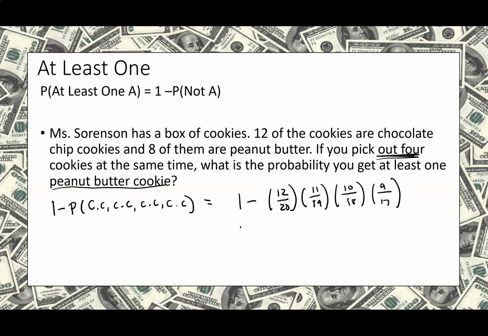Multiplying across, I get 1 minus 11880. Multiplying across the denominator, I get 116280. Okay, now of course I can rewrite this 1 as 116280 over 116280. Subtracting those fractions, my numerator becomes 290 and my denominator becomes 323, and that's not reducible.